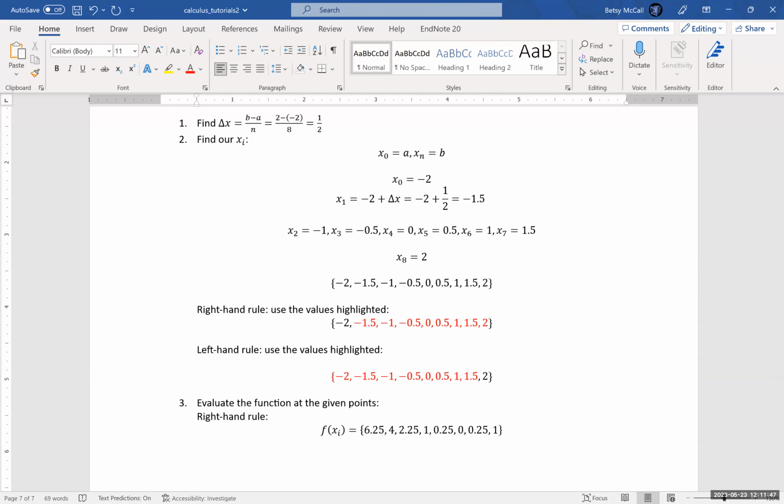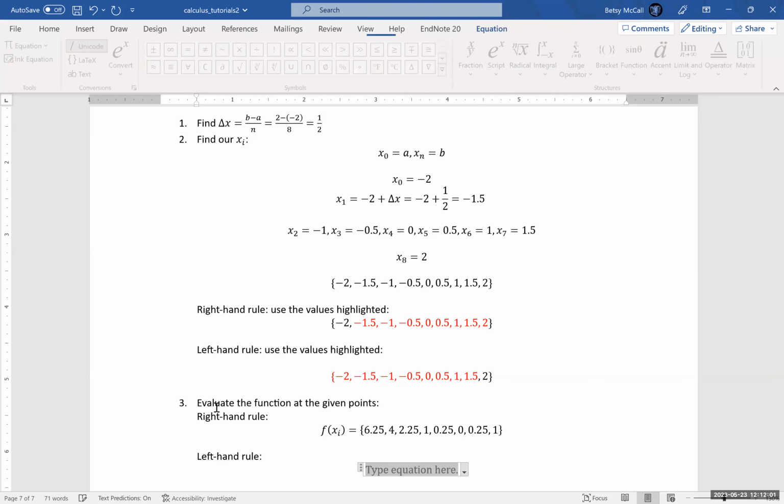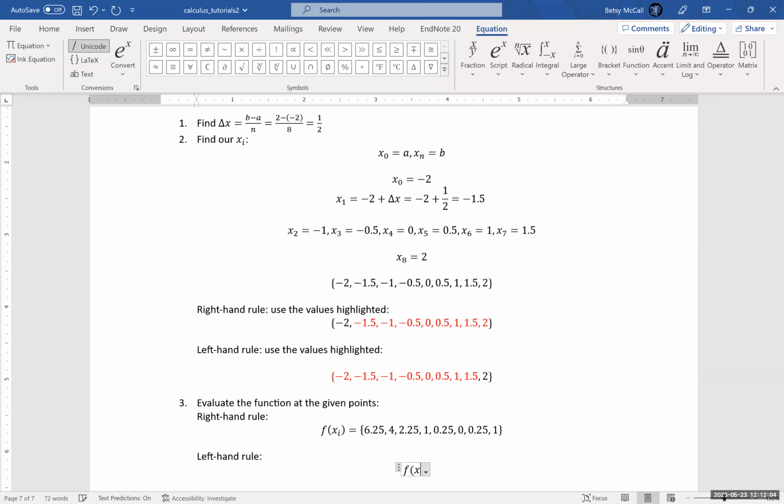Now, the left-hand rule is going to plug in, again, most of these points will be the same, but it's going to start with -2 instead of -1.5. And so the first value is actually 9. And then the rest of the values are the same, except you don't use the last value because that was the right end.